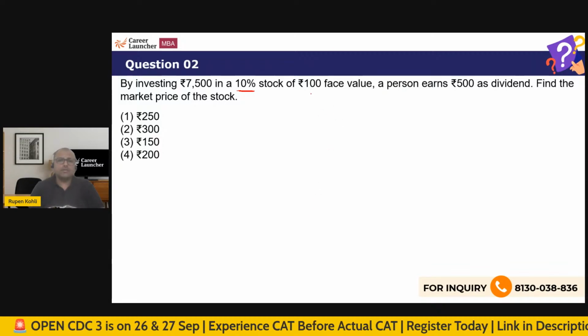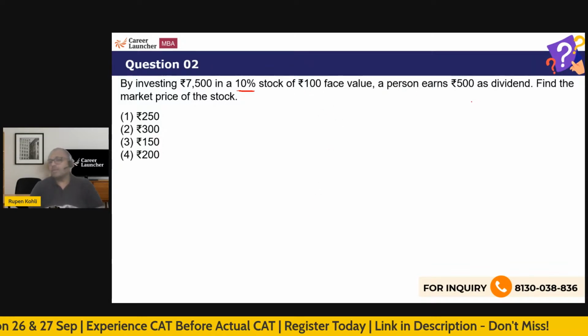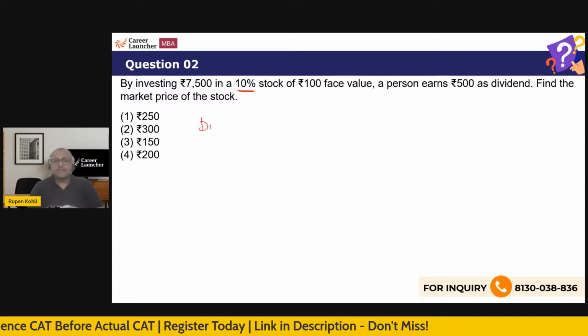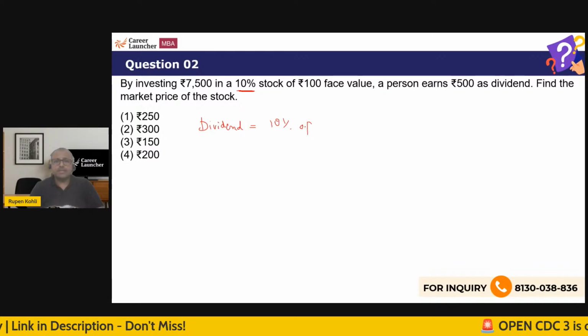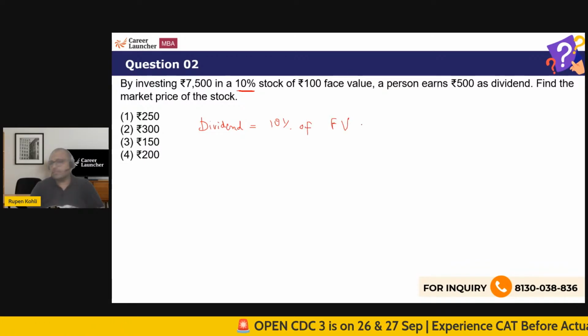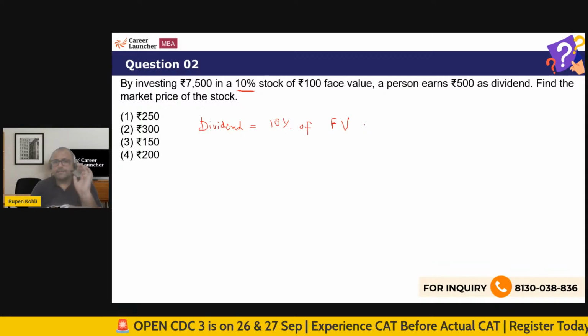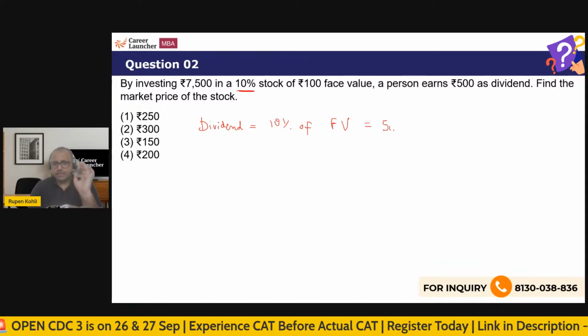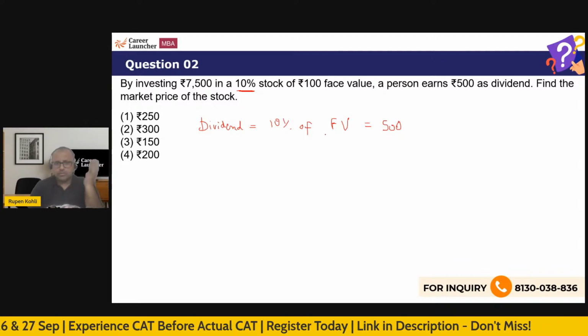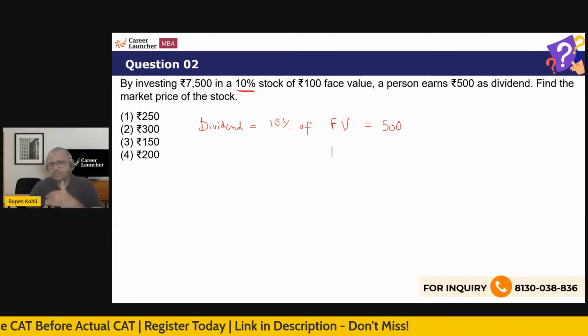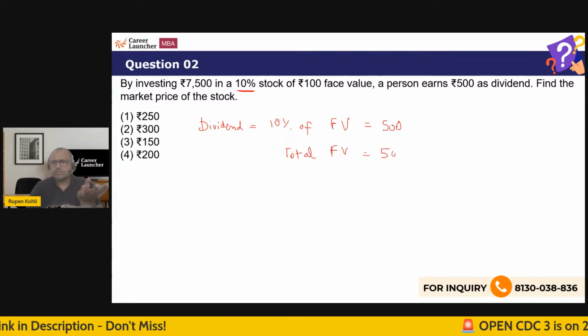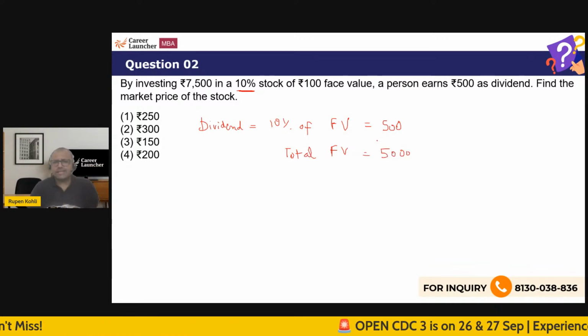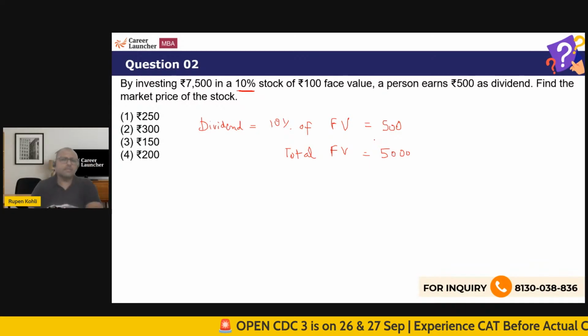10% of 100 rupee face value. Person earns 500 rupees as dividend. So basically जो dividend मिलना चाहिए according to the information should be 10% of the total face value. Call that FV, face value of the stocks, right? So that equals basically 500 rupees. So 10% means 1/10 of the face value is 500. So the total face value of all the shares bought is 5,000, right? 1/10 is 500. So total value is 500 into 10, 5,000.